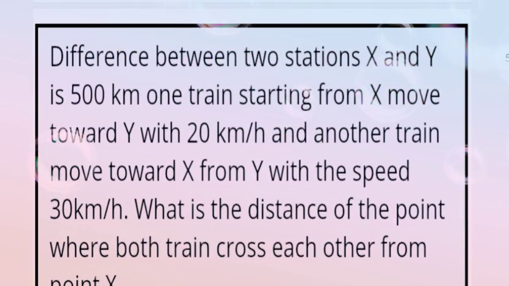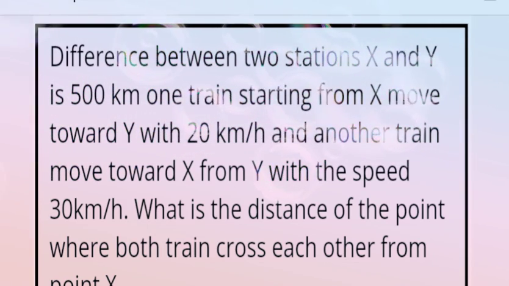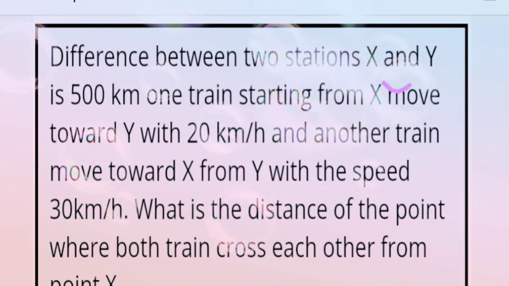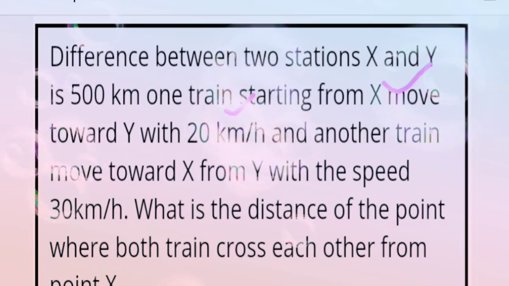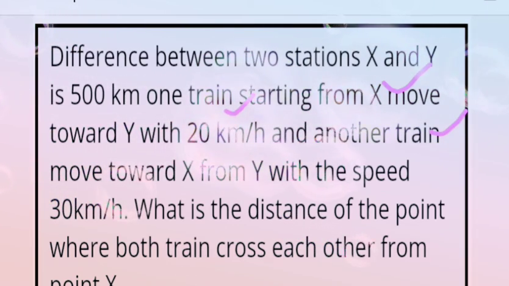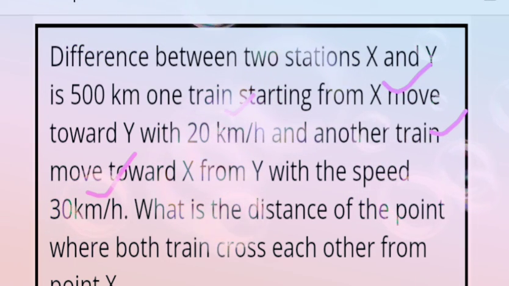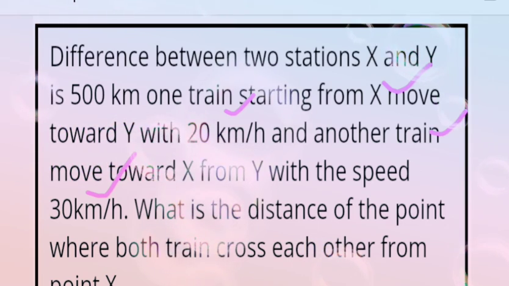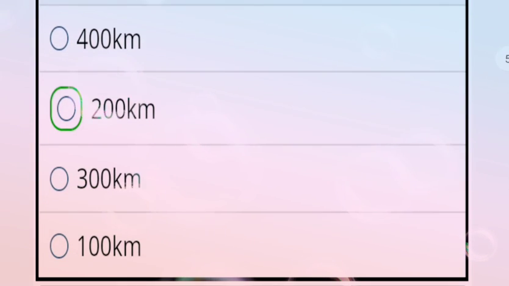The distance between two stations X and Y is 500 km. One train starts from X and moves toward Y with a speed of 20 km per hour, and another train moves towards X from Y with a speed of 30 km per hour. What is the distance from point X of the point where both trains cross each other? There are 4 options, and the correct option is option B, 200 km.